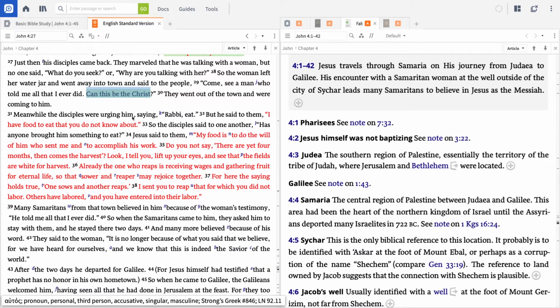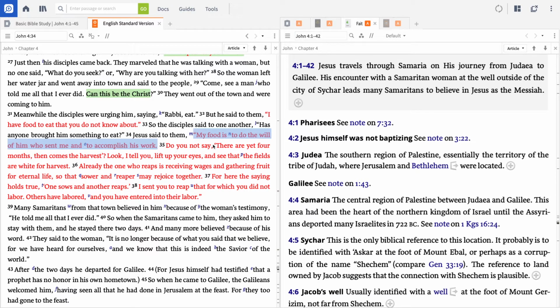Meanwhile, the disciples were urging him, "Rabbi, eat." But he said to them, "I have food to eat that you do not know about." So the disciples said to one another, "Has anyone brought him something to eat?" Jesus said to them, "My food is to do the will of him who sent me and accomplished his work." I think this is a very significant passage here.